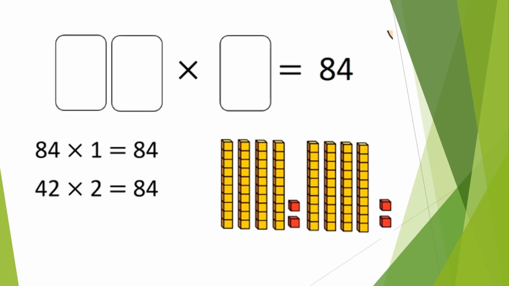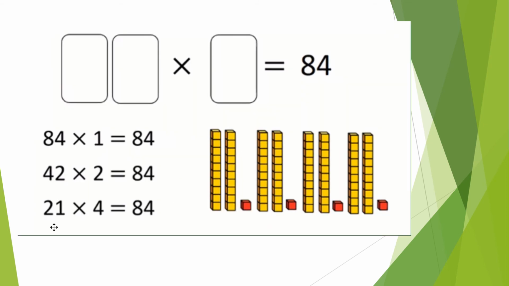You could also have chosen the digits 4 and 2 with another digit 2 to make 42 times 2, which also equals 84. And if you look to the side for the base 10, you can see there are two lots of 42. 42 and another 42 make 84 altogether. Did anyone choose those three digits? The 4, a 2 and another digit 2. Well done if you did.